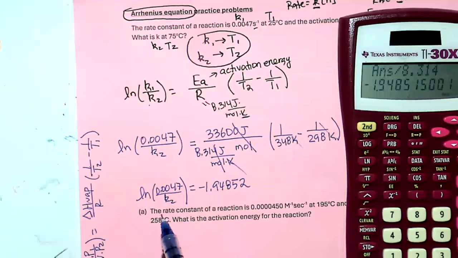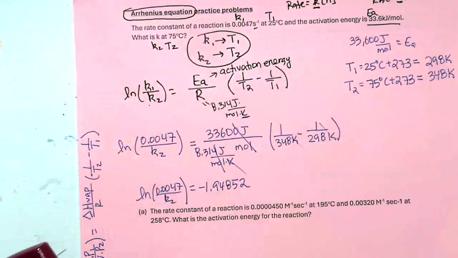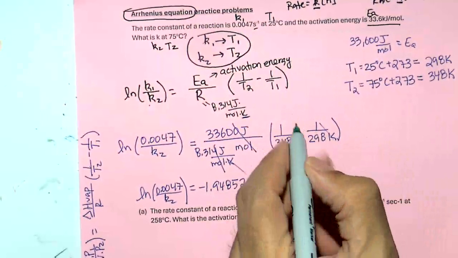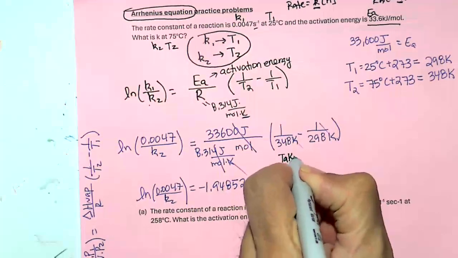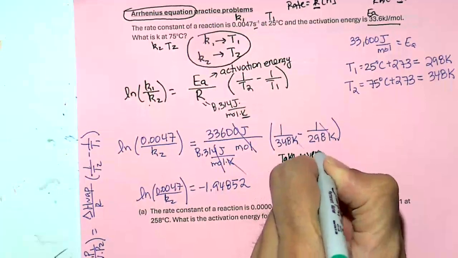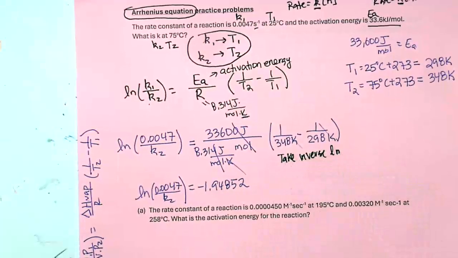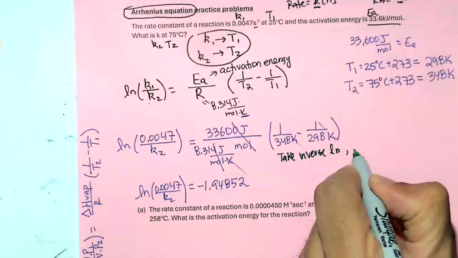So do we remember how to get rid of the natural log and solve for K2? Okay, what will we do? Yes, we will do e, which is the inverse natural log. The inverse natural log, as Susanna mentioned, is e. So we're going to take the inverse natural log of both sides. The inverse natural log on your calculator is called e.